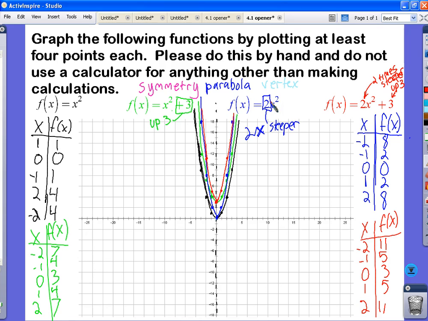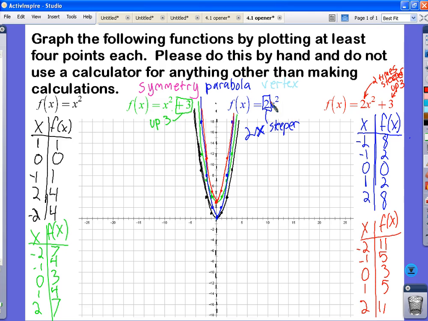How could we make it even steeper than that? 50. 50 would make it very steep. Steeper than 50. 1,000. 1 million. These are steeper. A million times steeper, and a million and one times steeper. How could we make it less steep? How could we make a new function that's less steep than this black one?